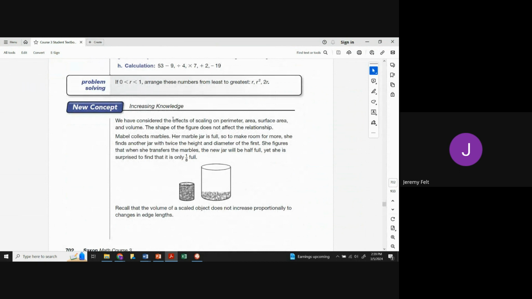So if we consider the effects of scaling on perimeter, area, surface area, and volume, the shape of the figure does not affect the relationship. Mabel collects marbles. Her marble jar is full. So to make room, she finds another jar with twice the height and diameter of the first. She figures that when she transfers the marbles, the new jar will be half full. Yet she is surprised to find it's only 1/8 full.